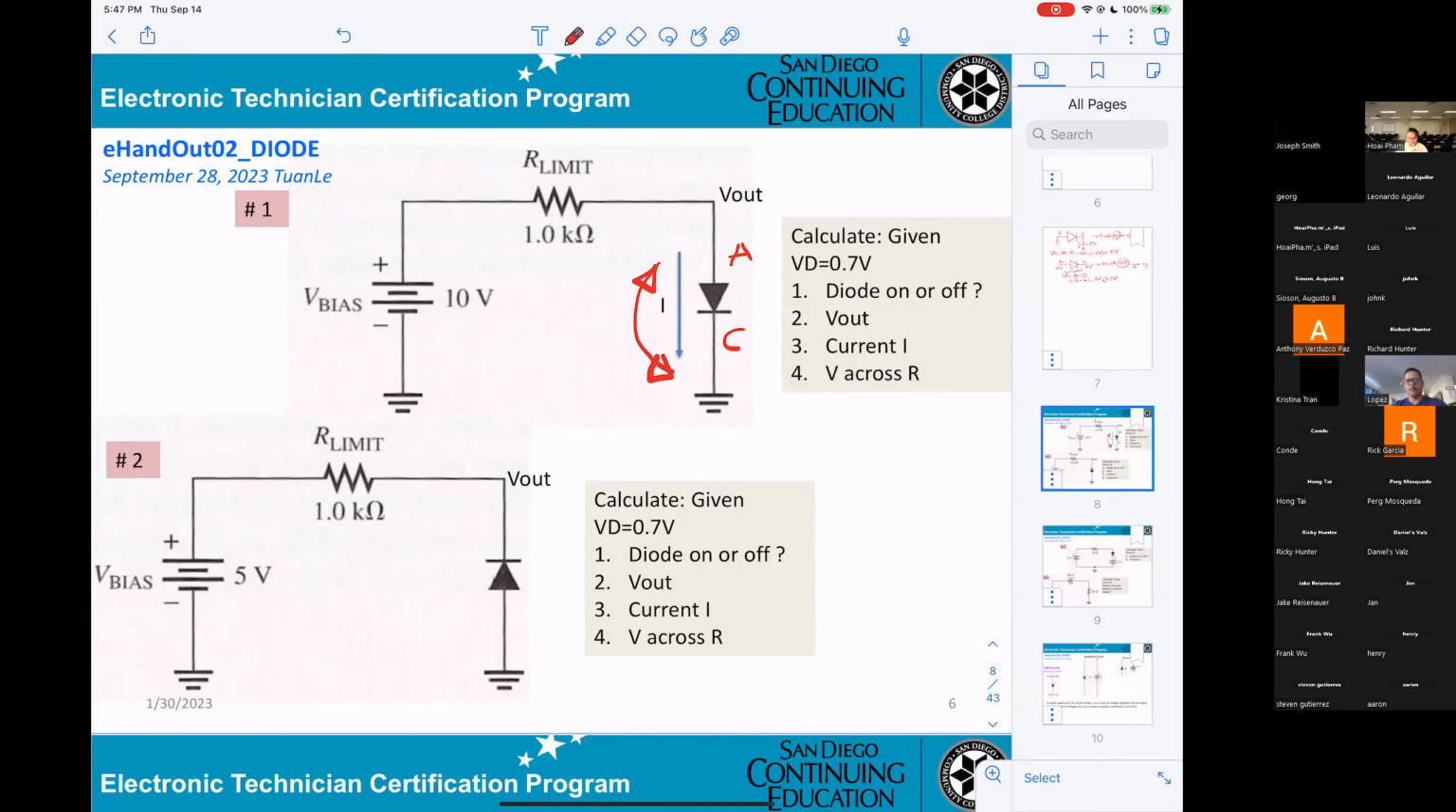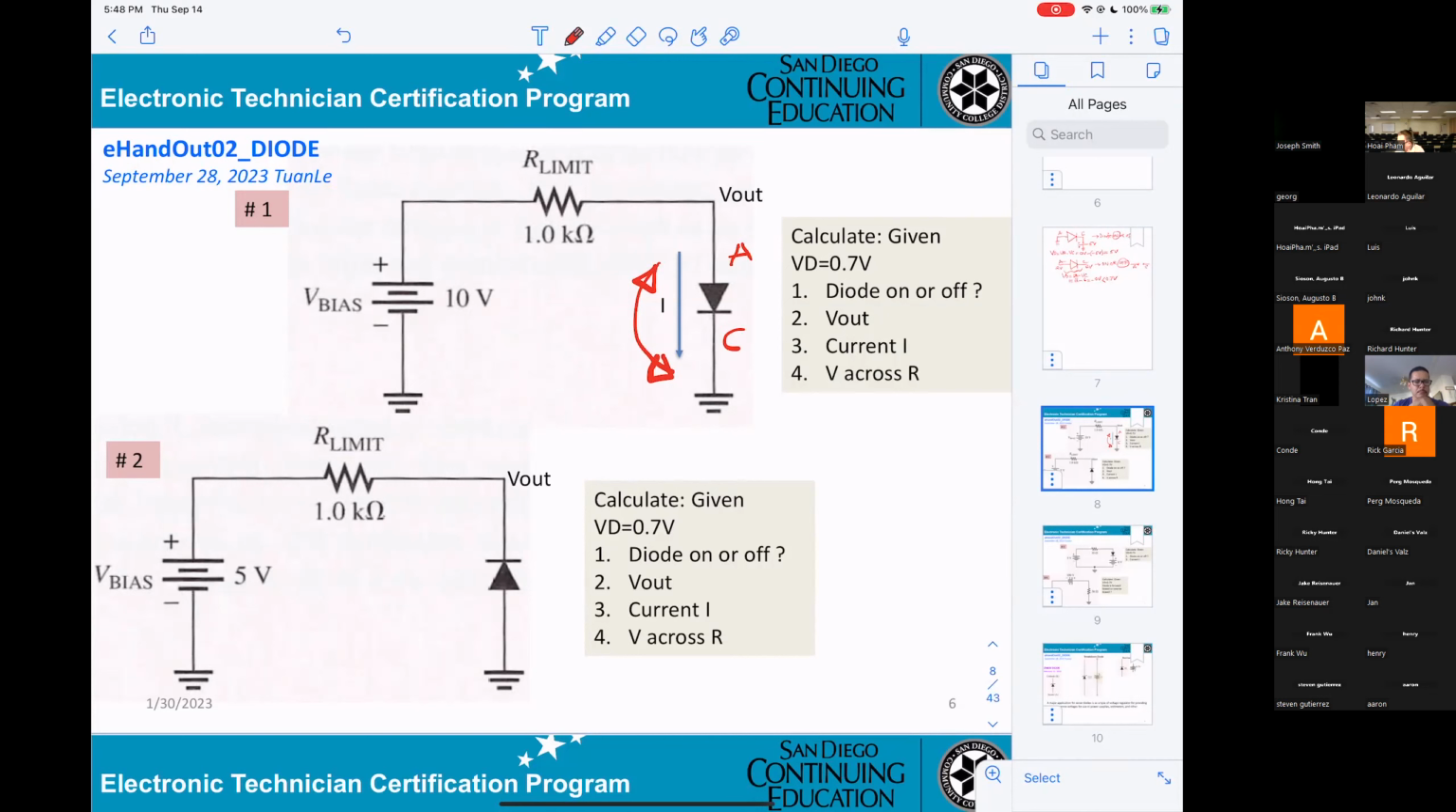That means VAC. Was it 9.3? No, I'm asking about VAC across the diode. 0.7. Perfect. 0.7 if they're on. What I already told you: if right now I said they're on first, okay?